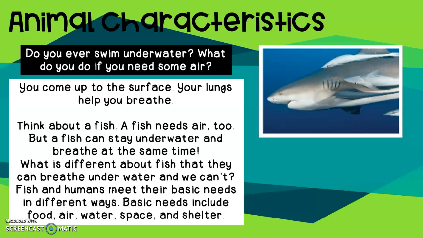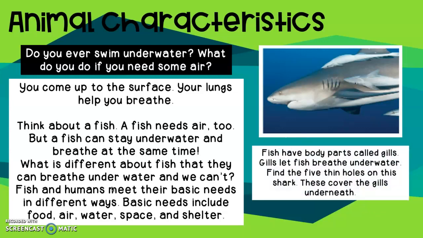Fish and humans meet their basic needs in different ways. Basic needs include food, air, water, space, and shelter. Fish have body parts called gills. Gills let fish breathe underwater. Find the 5 thin lines on this shark. These cover the gills underneath.